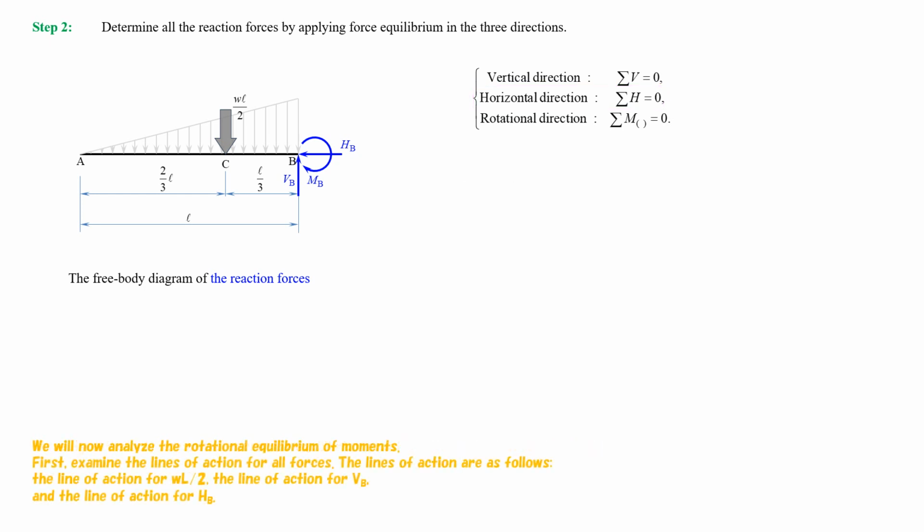We will now analyze the rotational equilibrium of moments. First, examine the lines of action for all forces. The lines of action are as follows. The line of action for W multiplied by L, divided by 2. The line of action for VB. And the line of action for HB.